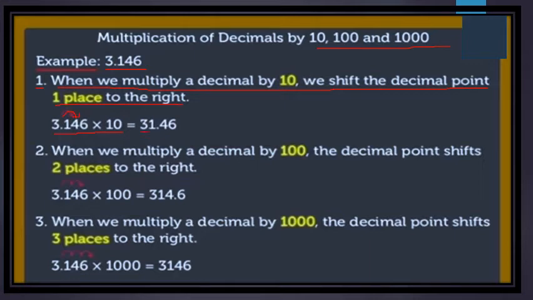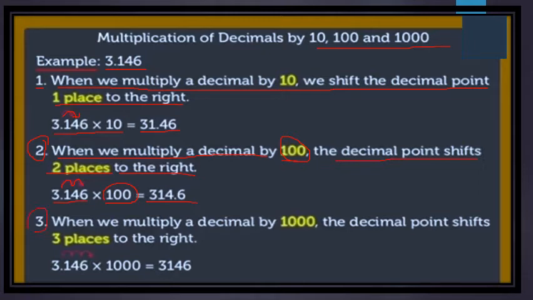So the answer will be 31.46. And when we multiply a decimal number by 100, the decimal point shifts two places to the right. Like the number we have, 3.146. So we shift the decimal point two places to the right, because we are multiplying it by 100. So the answer we will get is 314.6.